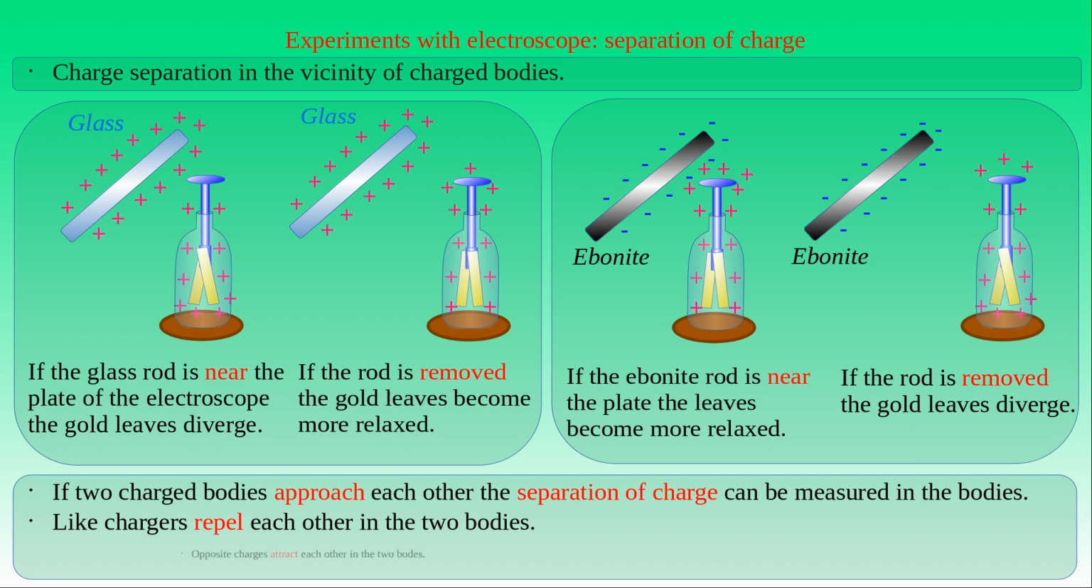In the second experiment, the negative and positive charges in the bar and the electroscope attract each other, increasing the surface charge on the plate of the electroscope and decreasing it on the gold leaves. Therefore, we can determine the type of charge in a body without bringing it into contact with the electroscope.